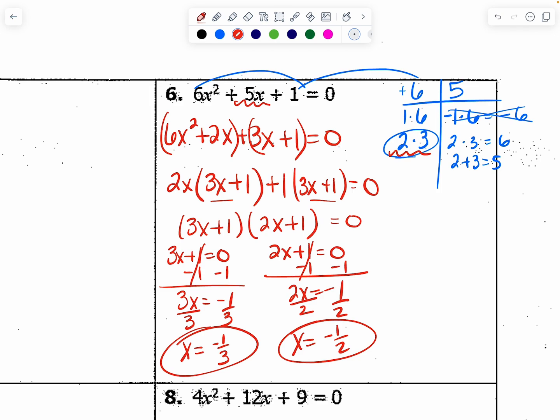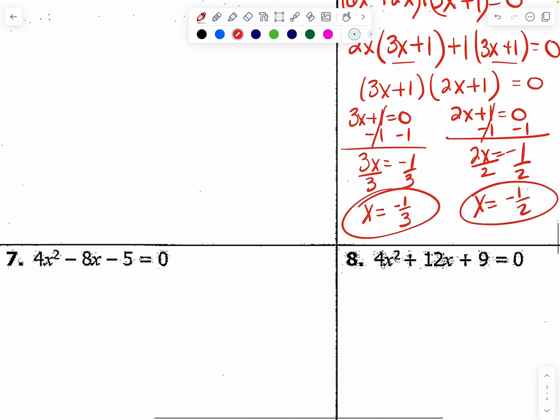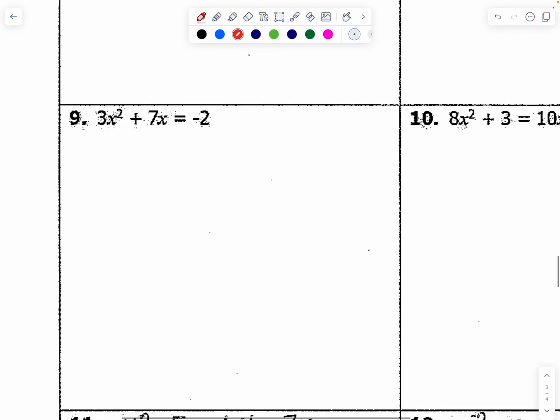All right, a few more to look at really quickly. So take a look at number 9. Remember, our first step is to make sure that it equals 0, and in this case, this does not equal 0. So what am I going to do with this negative 2 here so that I can move it over to the left-hand side so that this would be 0?